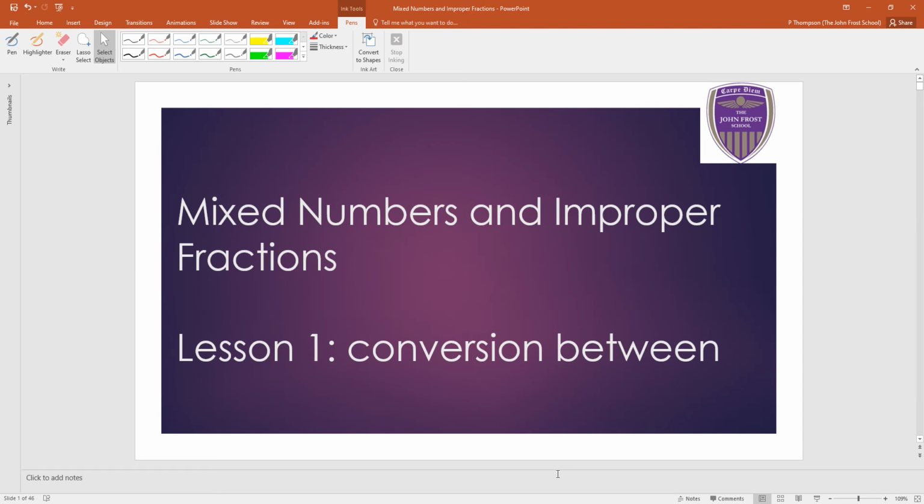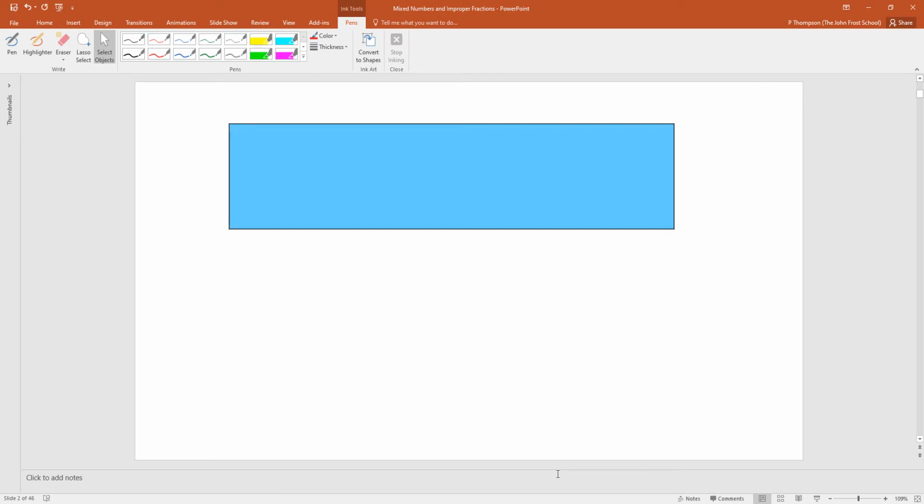Okay, in this lesson, we're going to look at converting between mixed numbers and improper fractions. So let's go for it. Some basic stuff first of all. If we say that this shape here, this rectangle, stands for one whole, like one bar of chocolate, or one anything, this whole thing here, for the next few examples, this is just one whole.